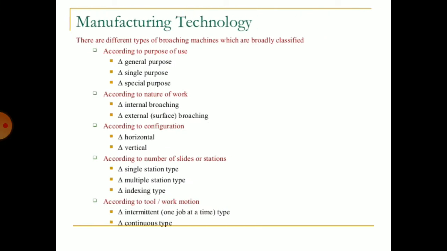There are different types of broaching machines which are broadly classified according to purpose of use. There is general purpose machine, single purpose machine and special purpose machine. According to their nature of work: internal broaching and external, which is also called surface broaching. According to the configuration, these are classified as horizontal and vertical. According to the number of slides or stations: single station type, multiple station type, and indexing type. According to tool or work motion, they are intermittent, that is one job at a time type, and continuous type.